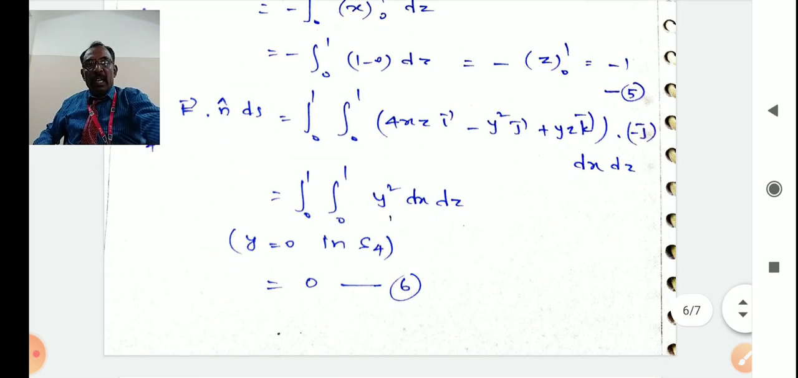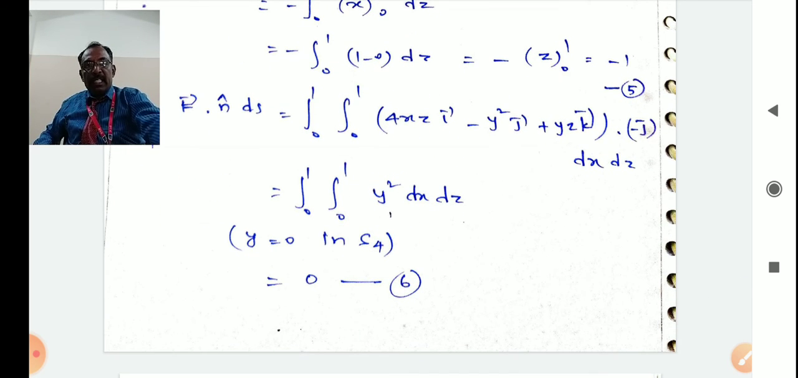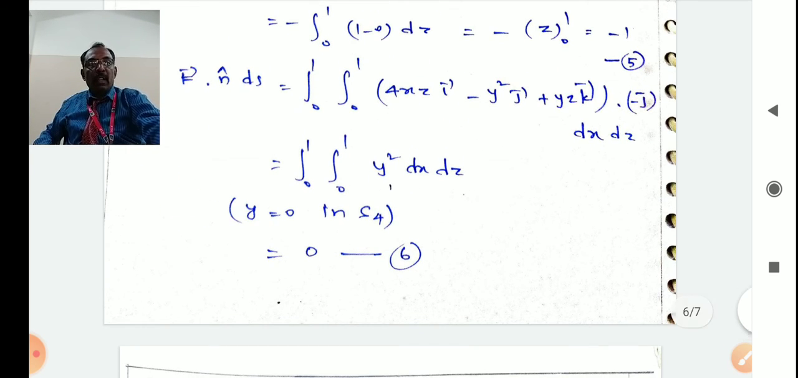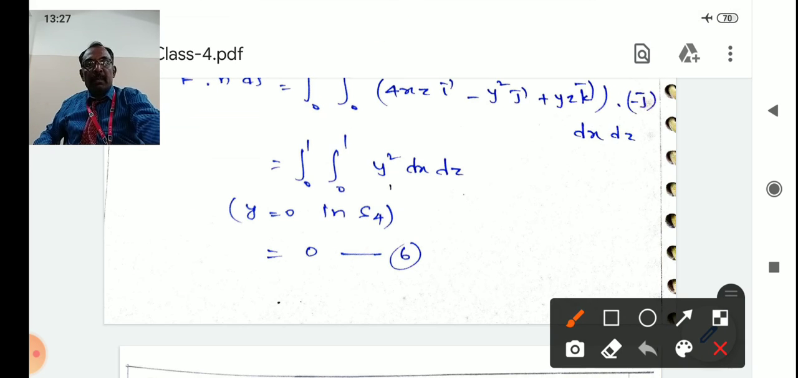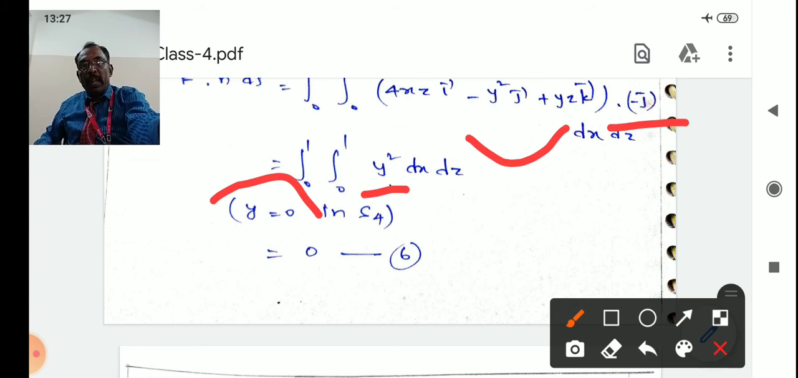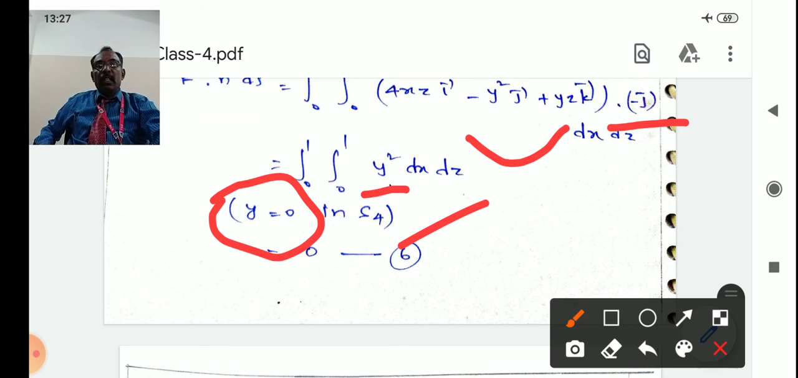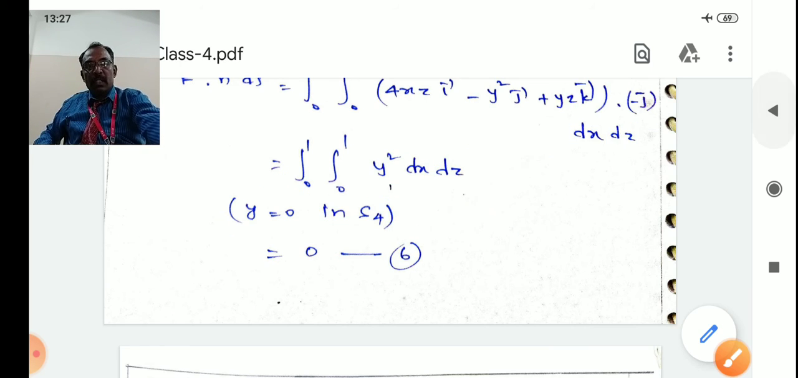What about along S4? Compared with S3, what about n cap? N cap is minus j vector. So doing the dot product with j vector, minus y square into minus 1, we get plus y square. But y value is 0 in the S4 surface. So we apply 0 here. So totally the integral along S4 is 0, which is equation number 6.